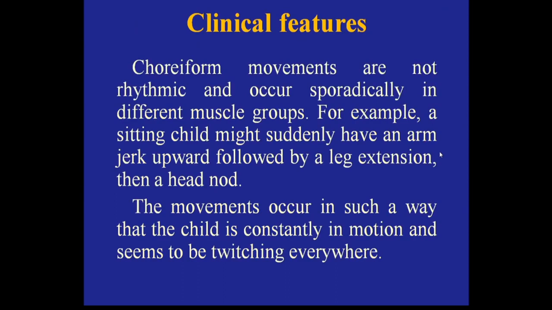Clinical features: choreiform movements are not rhythmic and occur sporadically in different muscle groups. For example, a sitting child might suddenly have an arm jerk, followed by a leg extension, and then a head nod. The movements occur in such a way that the child is constantly in motion and seems to be twitching everywhere.